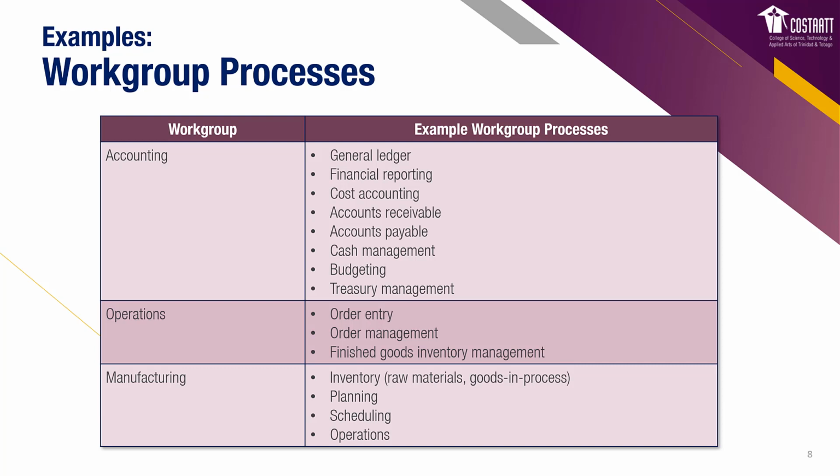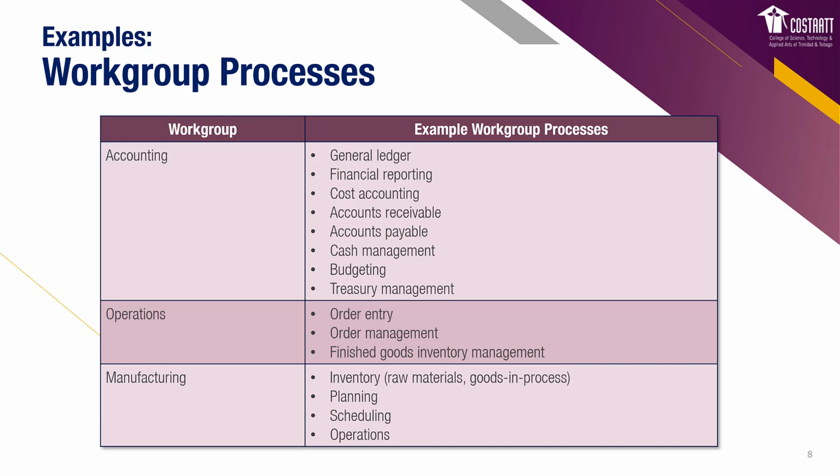We've already mentioned accounting. So here are some of the other processes that take place in accounting. We have general ledger, financial reporting, cost accounting, accounts receivable, accounts payable, cash management, budgeting, and treasury management. All of these are different processes, each with its own sub-processes that are part of the accounting function. And then, of course, we have the operations department, or it might be customer service, whichever would be considered operations depending on the kind of business that you're running. And here we have order entry, order management, finished goods, inventory management, and so on. And there'll be others. These are just examples.